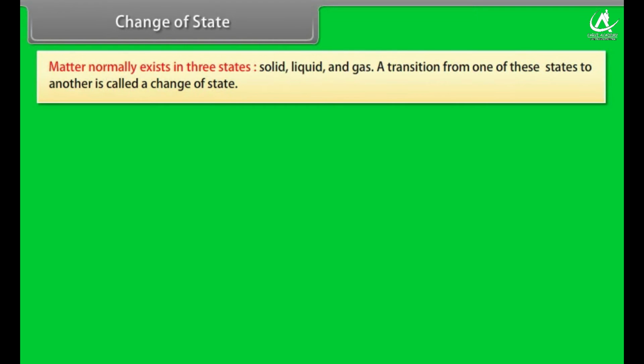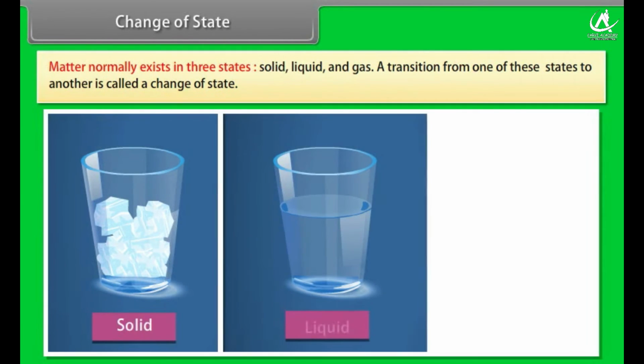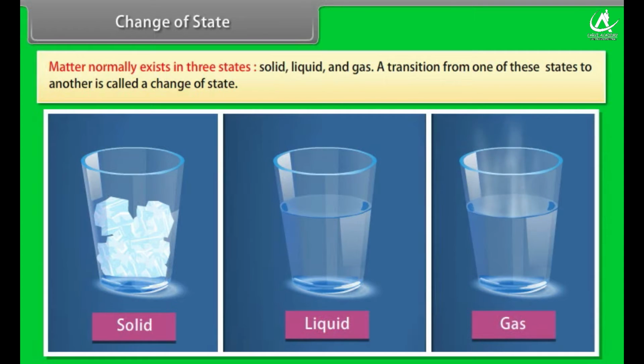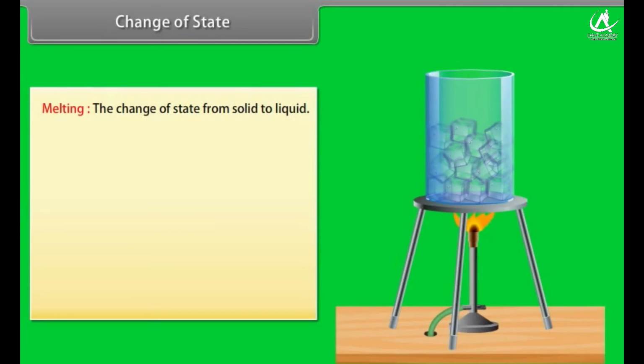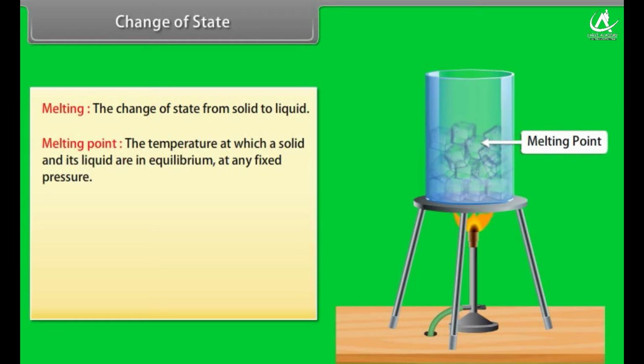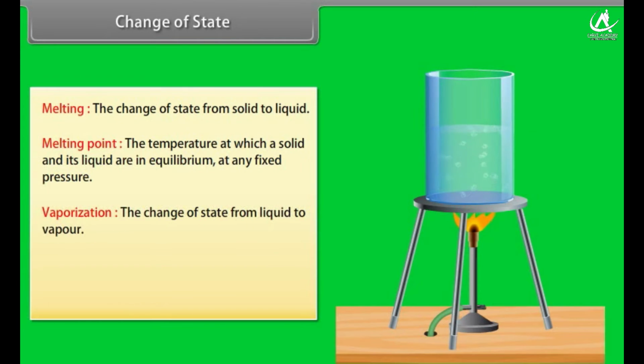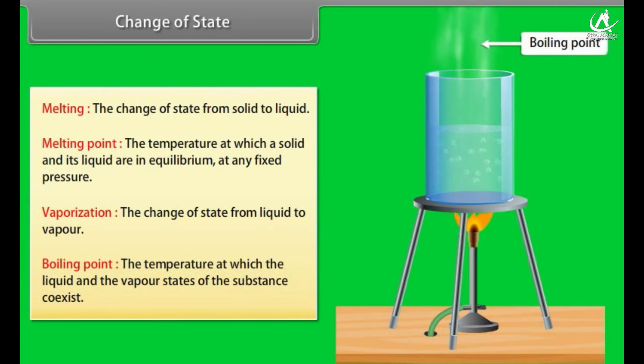Change of state. Matter normally exists in 3 states: solid, liquid and gas. A transition from one of these states to another is called a change of state. Melting. The change of state from solid to liquid. Melting point. The temperature at which a solid and its liquid are in equilibrium at any fixed pressure. Vaporization. The change of state from liquid to vapor. Boiling point. The temperature at which the liquid and the vapor states of the substance coexist.